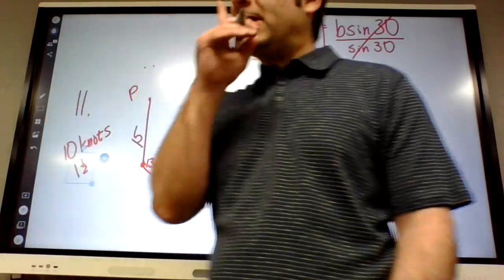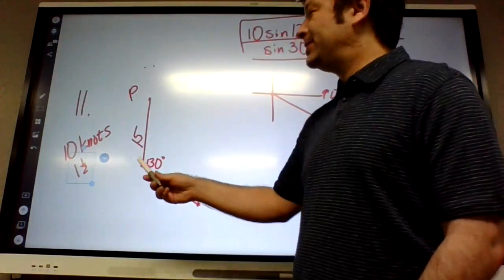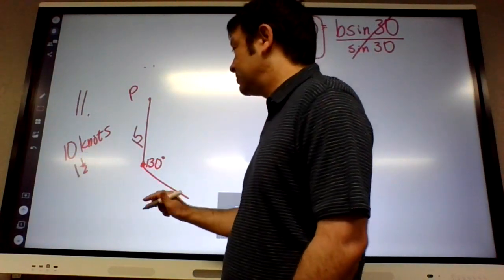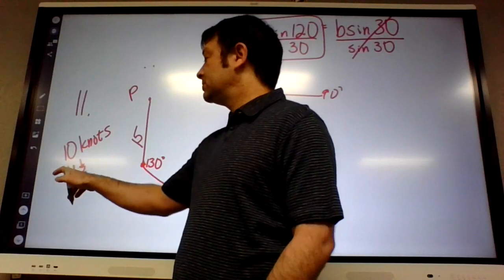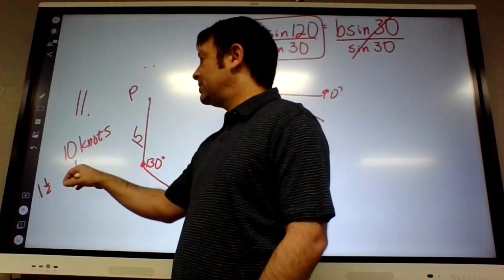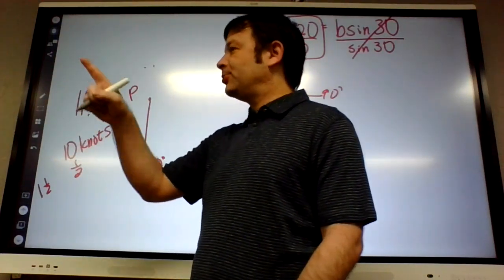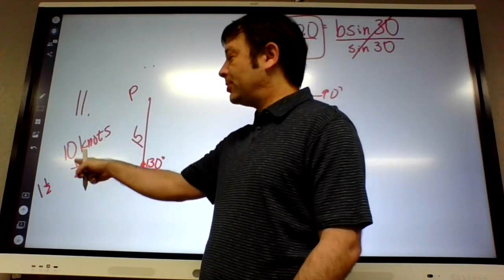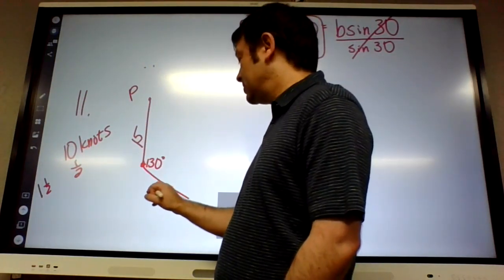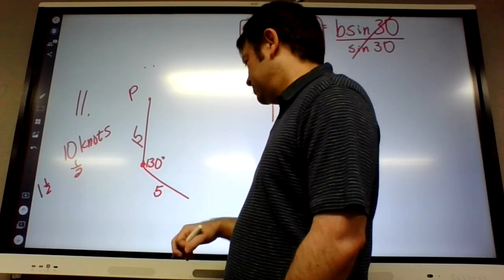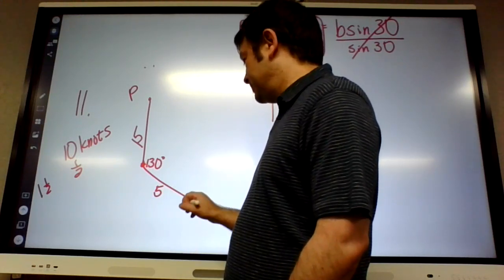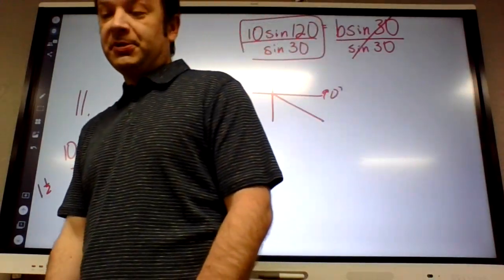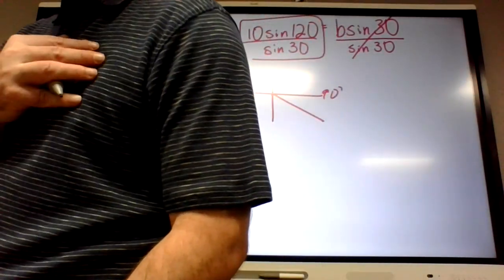And it travels for half an hour. So if it's still going 10 knots, how far will it get in half an hour? Right. 10 knots means 10 nautical miles in 1 hour, so half an hour will get half as far. 1/2 times 10 is 5. So yeah, my picture's not very accurate right now.